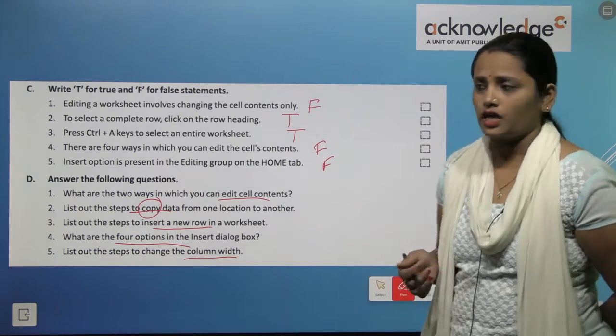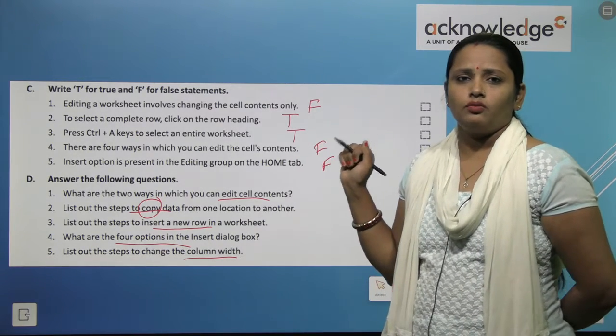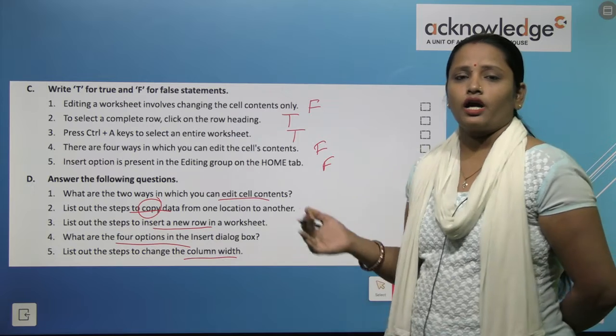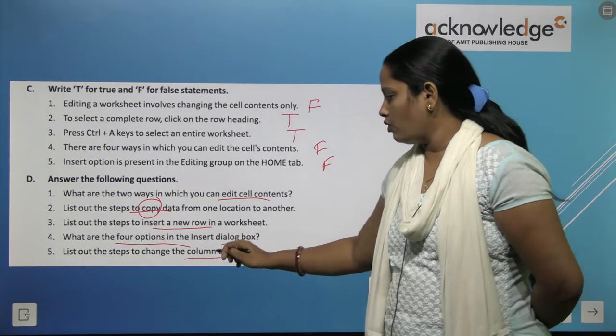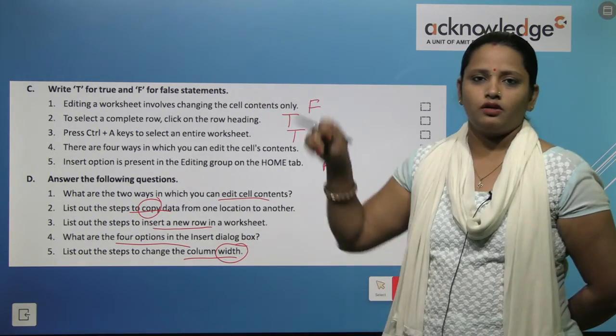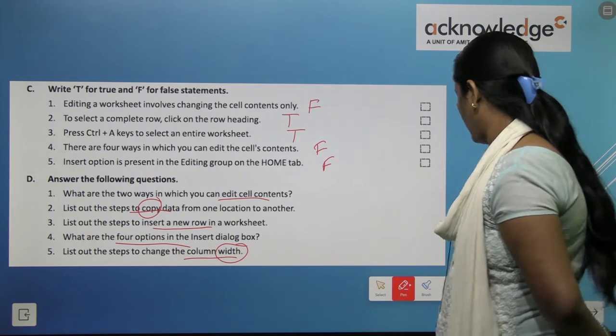The simplest way is that we can simply drag that column to the left or to the right. How much width we want, we can change accordingly, only by dragging that column.